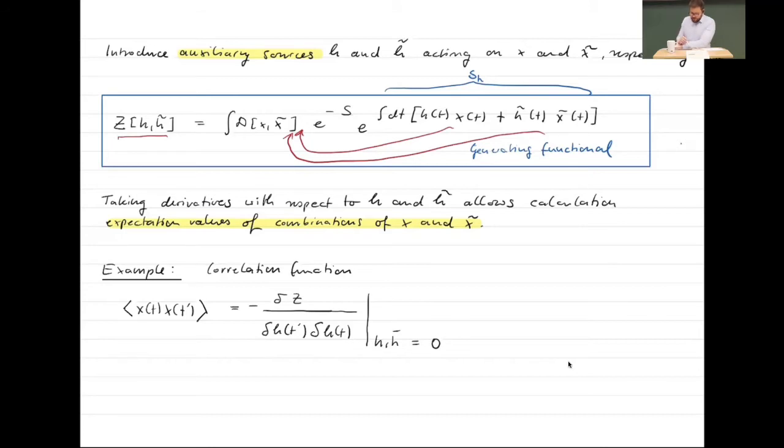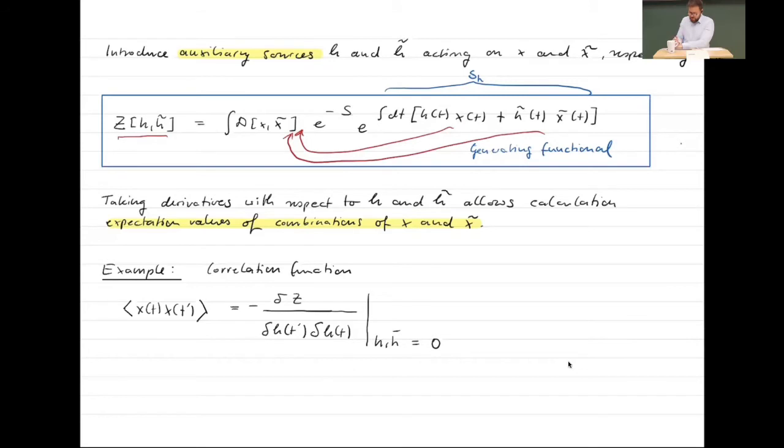For example, if you want to have the autocorrelation function, so how much is the process at a time t correlated to the state at a time t prime, then we take the derivative first with respect to h at a certain time t, and then we get one of these x's here, and then we take the derivative with respect to h at a different time t prime, and then we get the field again at a different time here. And these are of course functional derivatives.